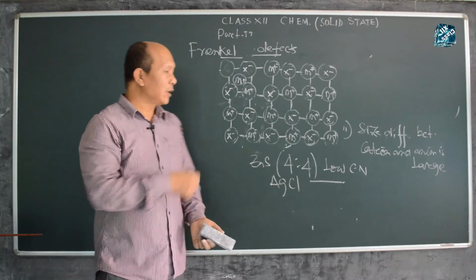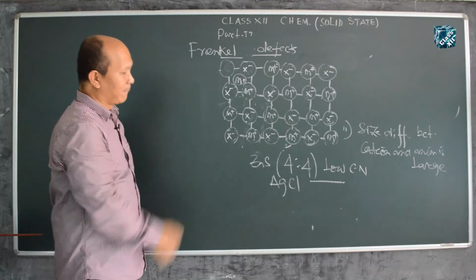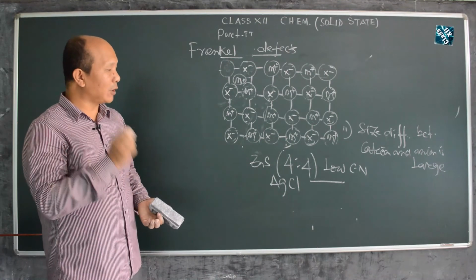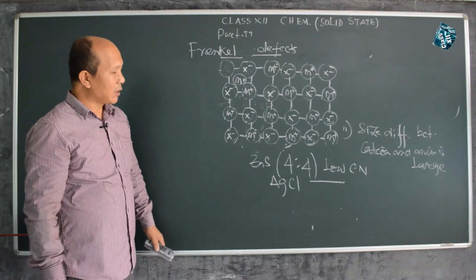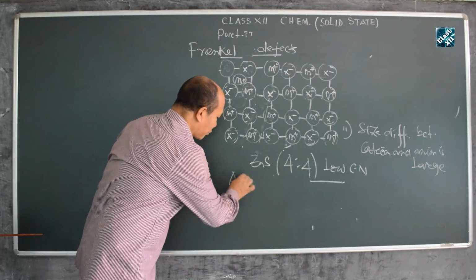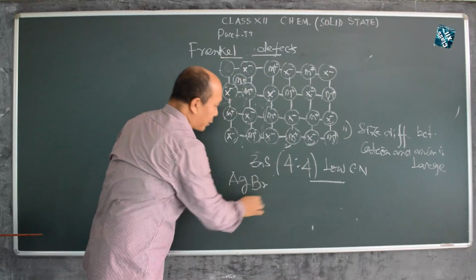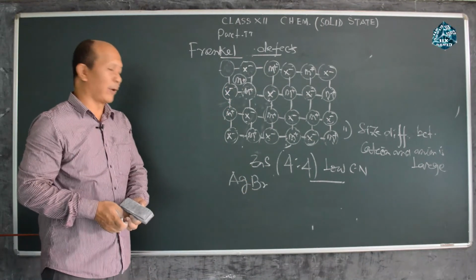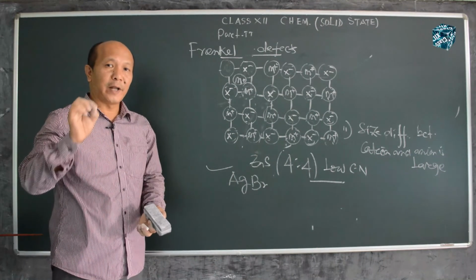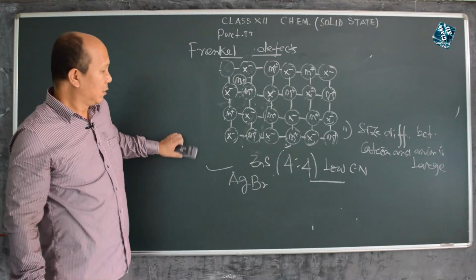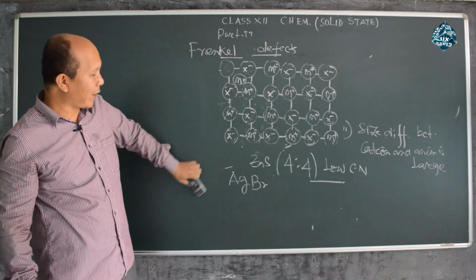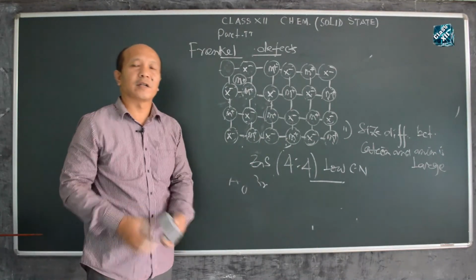Also remember that some ionic crystals exhibit both the Schottky defect and the Frenkel defect. For example, silver bromide exhibits both the Schottky and Frenkel defects. Remember this. The remaining defects are metal excess and metal deficiency defects, that means non-stoichiometric defects, and impurity defects, which you will understand next.